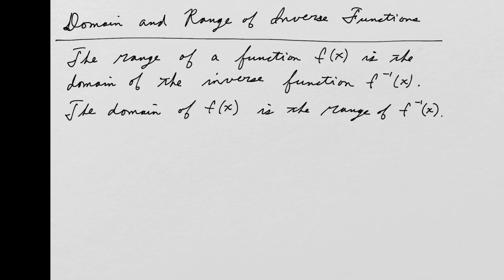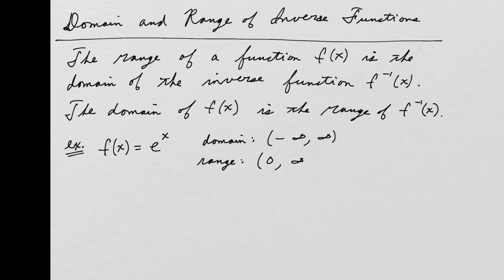So, for example, let's say I gave you this function. We won't get into exponential functions until much later. If we have time, we'll do it at the very end of the course. But let's say we have this function which is e to the x. It turns out that the domain and range of this function are the following. The domain is all real numbers, so negative infinity to infinity. And the range is from 0, but not including 0, all the way to infinity.